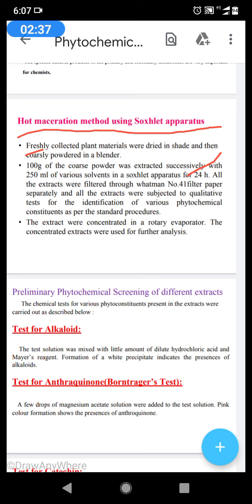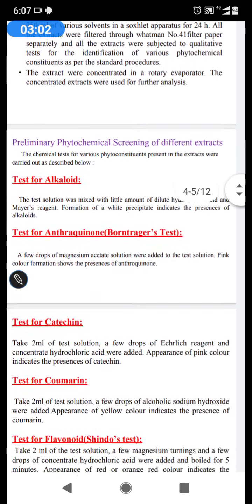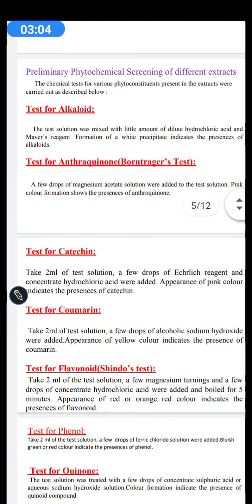You can see the next point: extracts were concentrated in a rotary evaporator. Everyone knows the rotary evaporator; it is used to get the concentration required for your plant extract. Then the concentrated extracts were used for further analysis. So those extracts you can use for further analysis tests like the phytochemical screening test. Okay, you can see now the preliminary phytochemical screening test of different extracts.